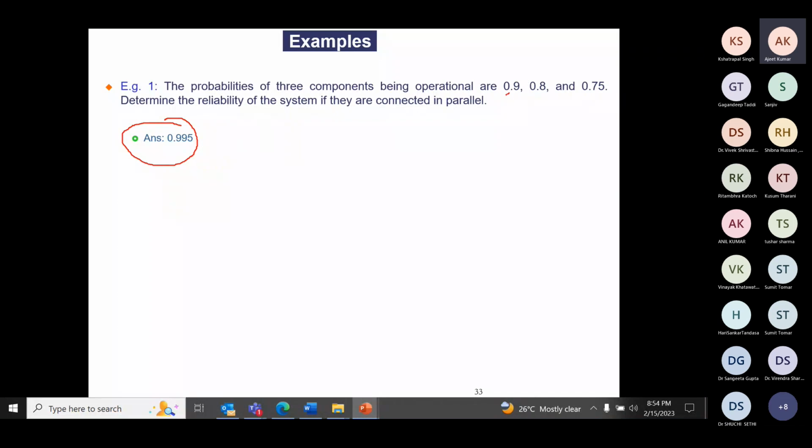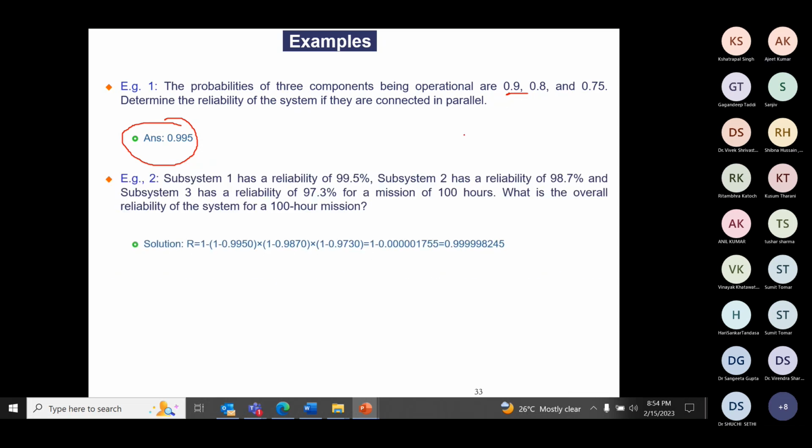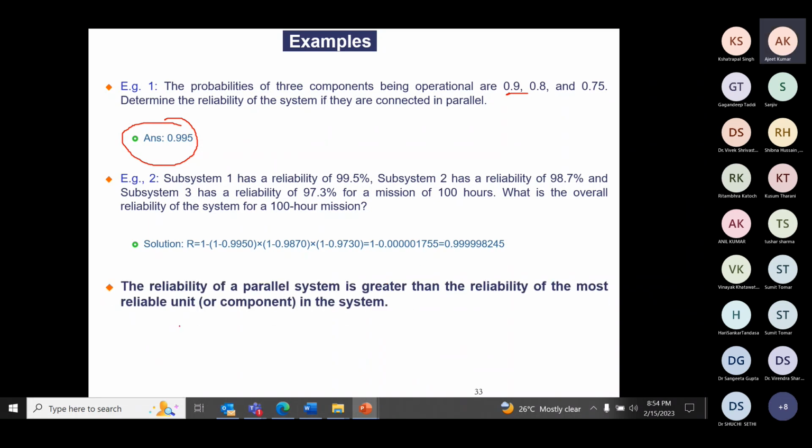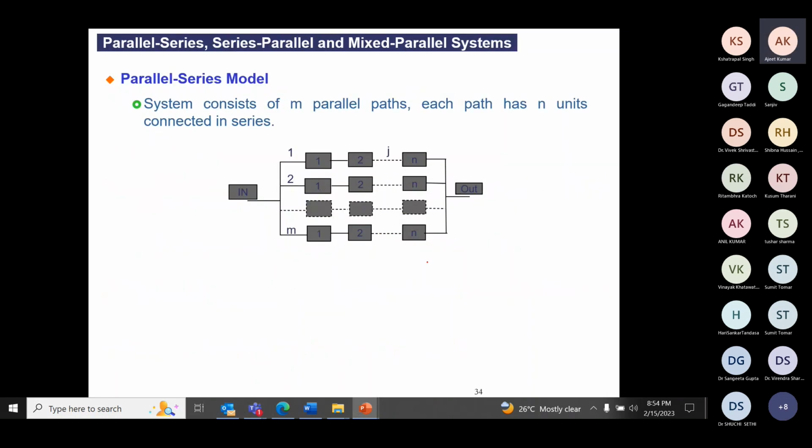What is the highest component? 0.9. So the reliability of a parallel system is always better than the reliability of the strongest component. Same thing in a different form. It's very simple arithmetic, there is no mathematics. A into B into C. But what is the logic here? The reliability of a system is greater than the reliability of most of the units and components. Hope it is clear. The system is more reliable with more units in parallel. Okay, but it is costly.